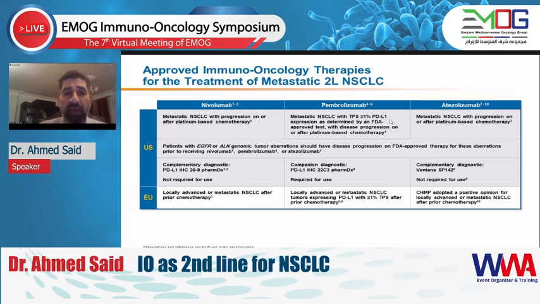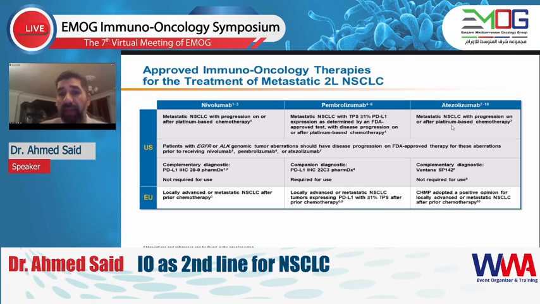And for pembrolizumab, it is approved for metastatic non-small cell lung cancer with TPS for PD-L1 more than 1, where we should do the immunohistochemistry for PD-L1. It is also approved in Europe for locally advanced or metastatic non-small cell lung cancer expressing PD-L1 more than 1 after prior chemotherapy.